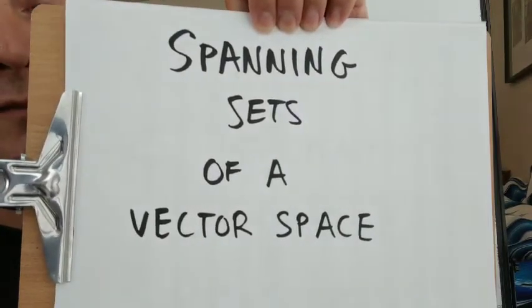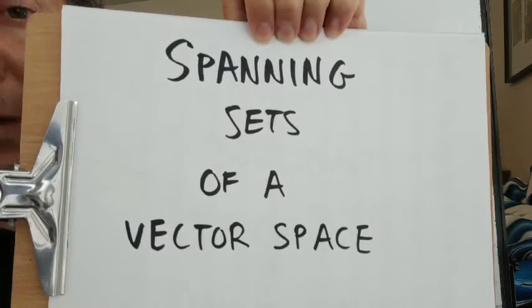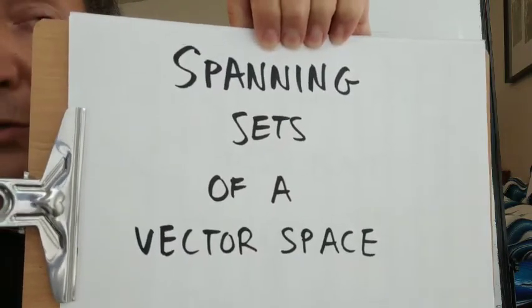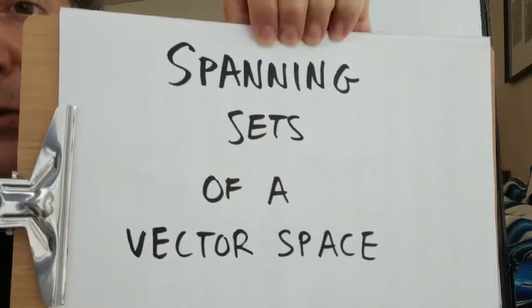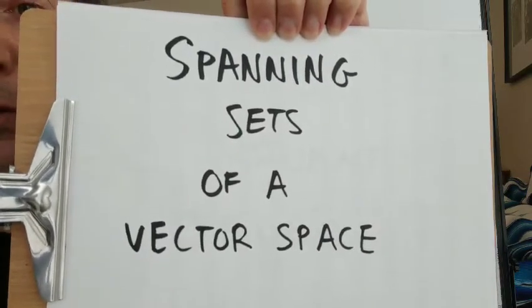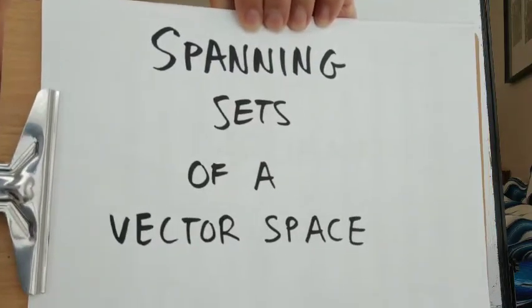An important part of studying vector spaces is describing the entire vector space using just a few elements. And if we can describe every element of the vector space in terms of a few elements, those elements are called spanning vectors, or a spanning set of the vector space.